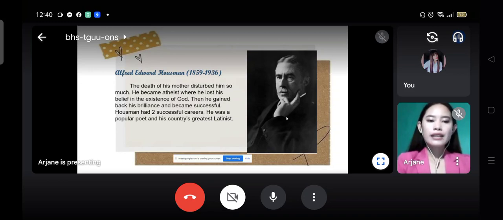So Housman had two successful careers. He was a popular poet and his country's greatest Latinist. When he became successful, with his countless successes, he became arrogant. He even commented on others' work as poor and not reaching his expectations. So that's how Housman became arrogant during his success.